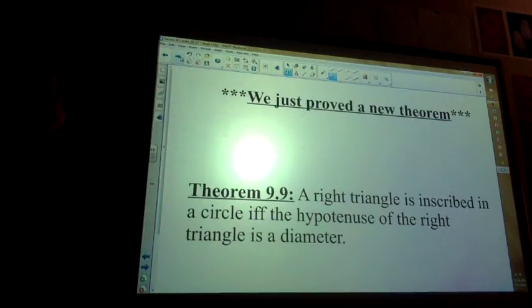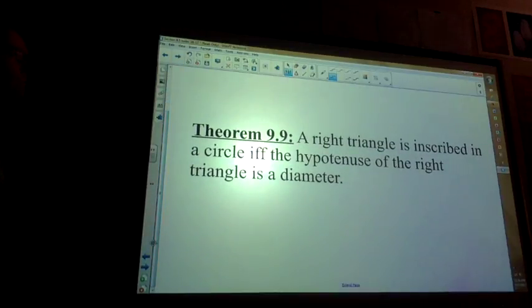Alright, we just proved the new theorem. Ta-da! A right triangle is inscribed in a circle if and only if the hypotenuse of the right triangle is the diameter. So that's theorem 9.9. That's what we just proved. So a right triangle is inscribed in a circle if the hypotenuse of the right triangle is a diameter.